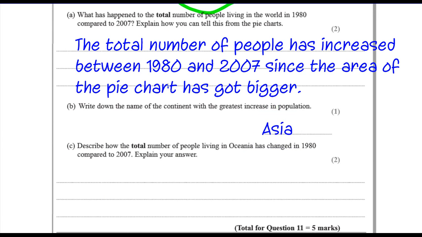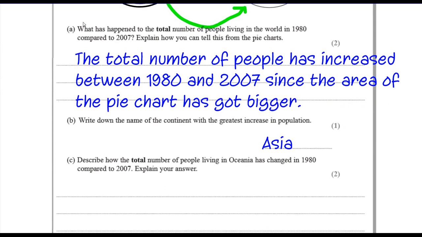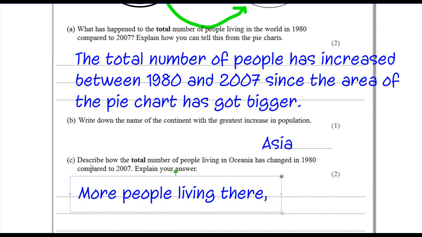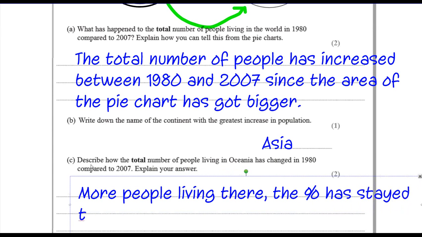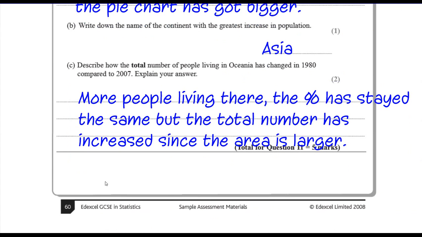C. Describe how the total number of people living in Oceania has changed in 1980 compared to 2007. Explain your answer. Well, it's the same percent, 0.5. However, the pie chart's got bigger, so that represents more people. Okay, so more people living there. The percent has stayed the same, but the total number has increased since the area is larger. The area of the pie chart, I mean, not the area of the place.